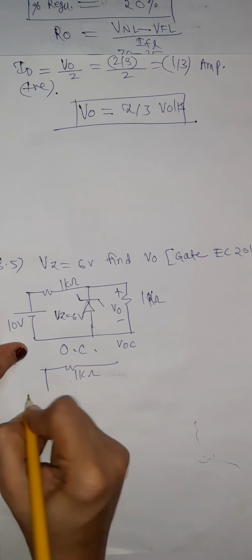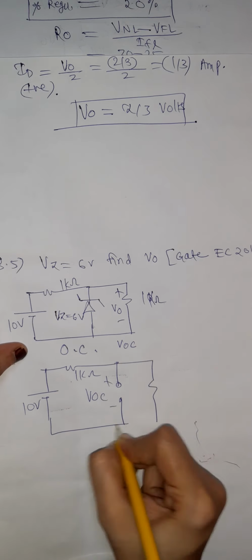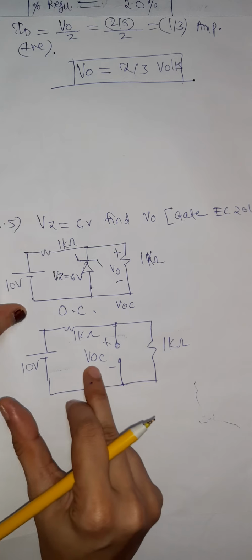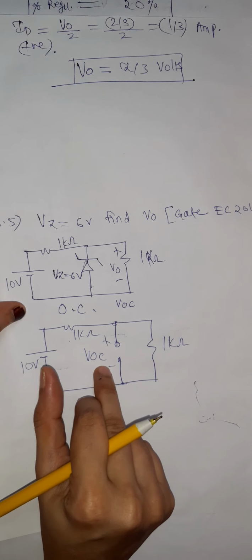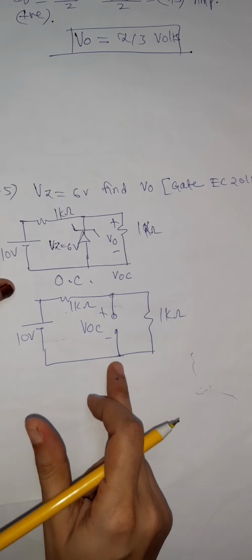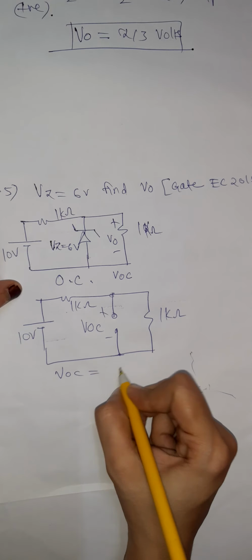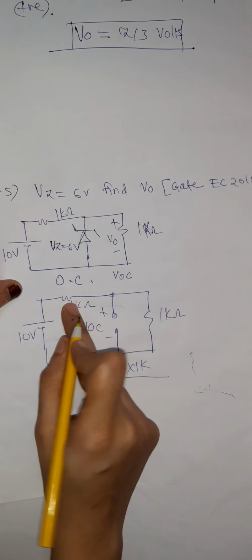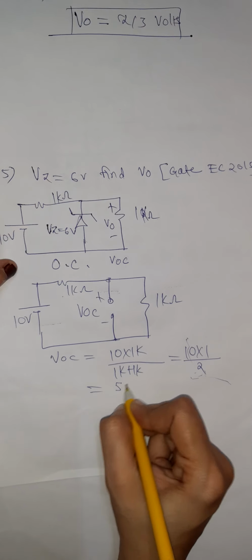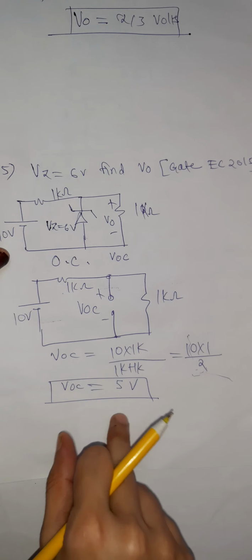To find the open circuit voltage, suppose this is VOC, plus minus, and this is 1 kilo ohm. See, this VOC, that is the open circuit voltage across the Zener diode, is nothing but the voltage across this 1 kilo ohm resistor. So by using the voltage divider rule, we can easily find the value of VOC. So VOC is equal to 10 into 1K divided by 1K plus 1K. So it will be 10 into 1 divided by 2, that is 5 volts. The open circuit voltage across this Zener diode is 5 volts.